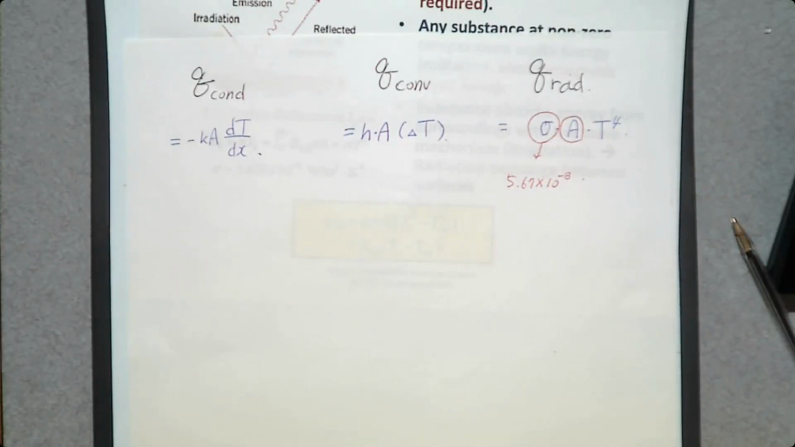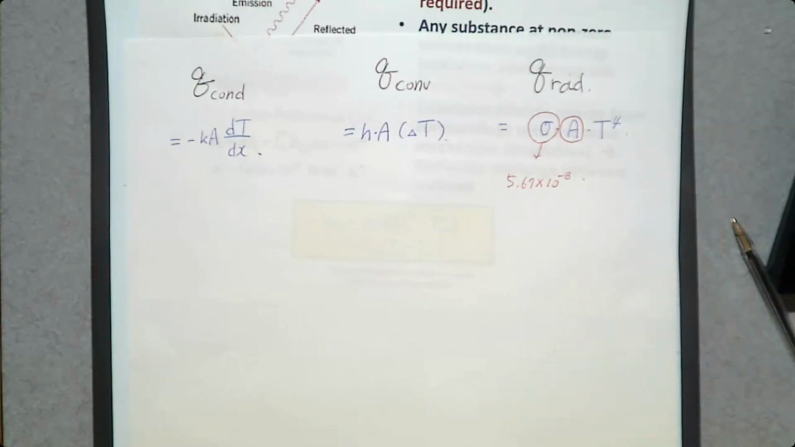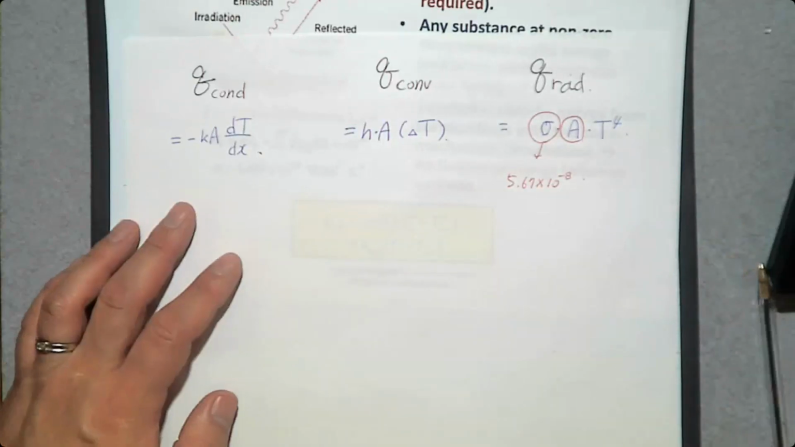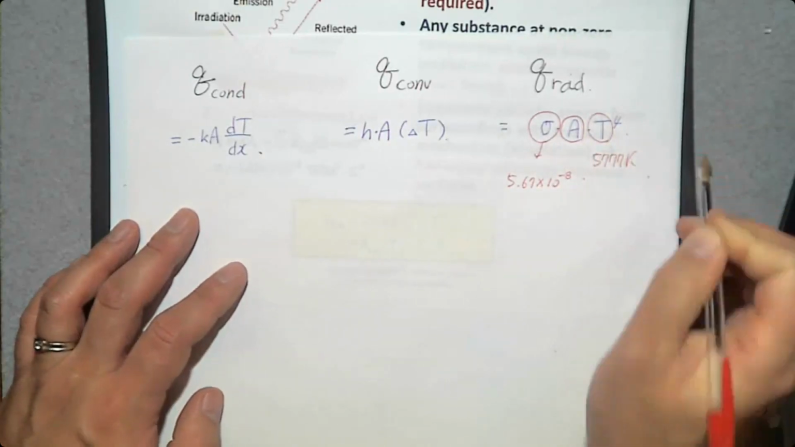This A is the surface area of the source of the radiation. So if you want to determine the radiation heat transfer from the sun, that area is going to be the total surface area of the sun. Then what is this T? T is going to be the surface temperature of the source of the radiation. So if you want to talk about solar radiation, this T is going to be the effective surface temperature of the sun, which is 5,777 Kelvin.